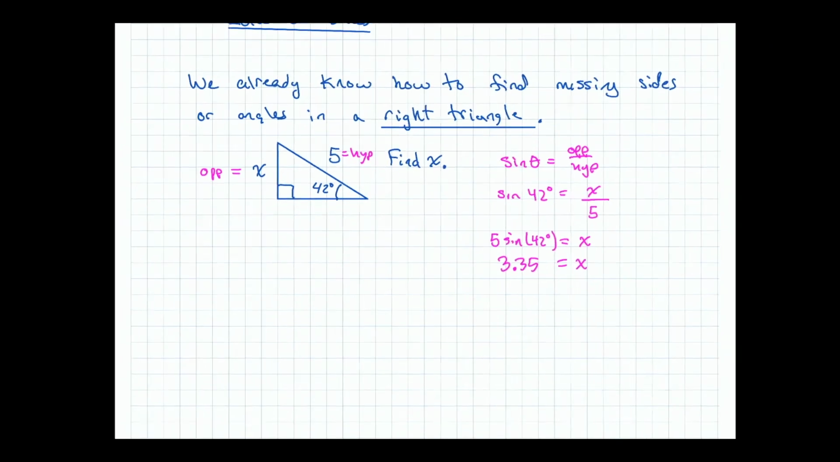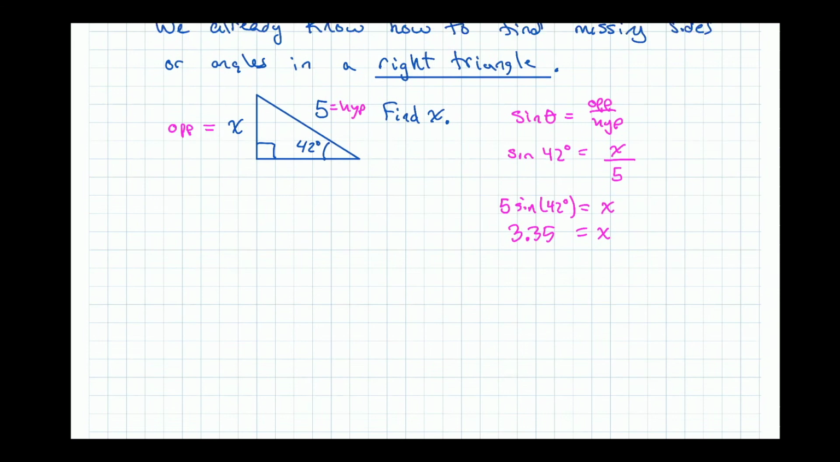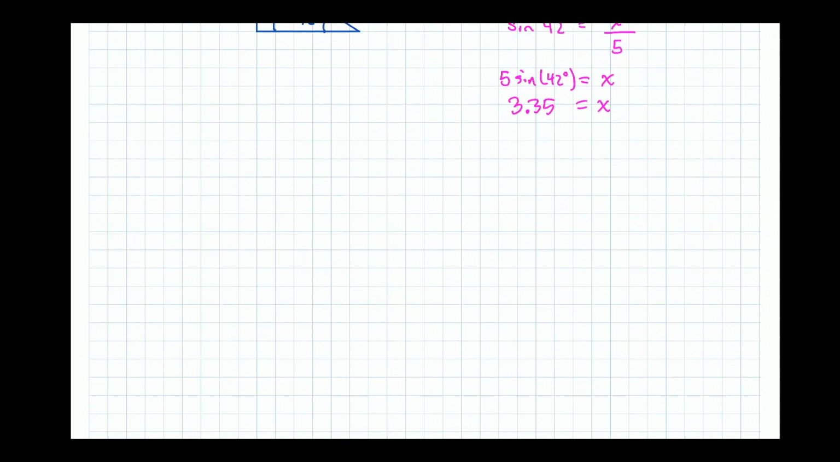But the key here that you have to understand is that the only reason you can do that is because this triangle is a right triangle. It has a right angle right here. We wouldn't be able to do it if it was a different type of triangle, at least not with what we know. If the triangle is not a right triangle, you can't do the above work.